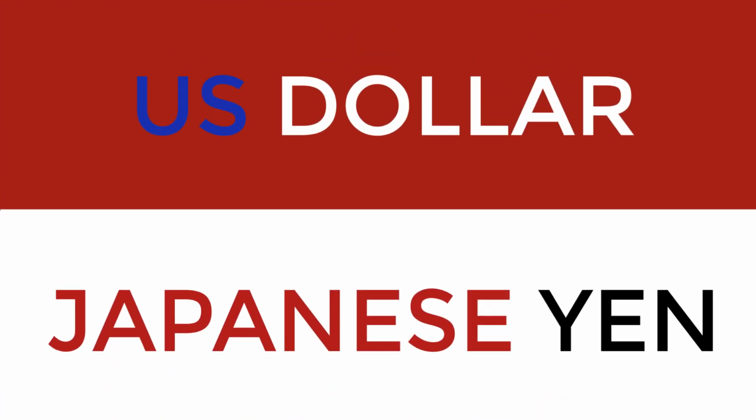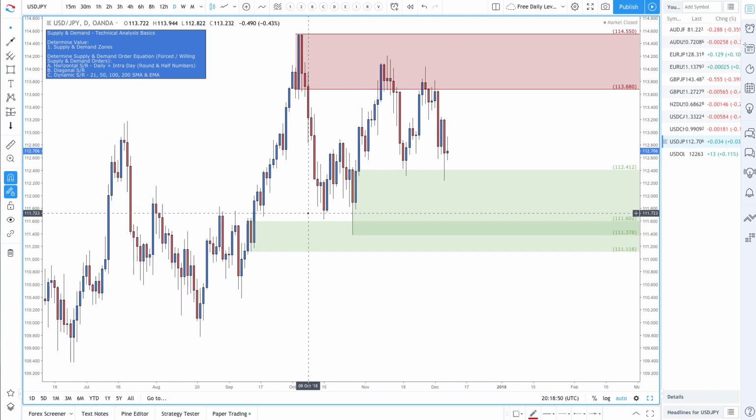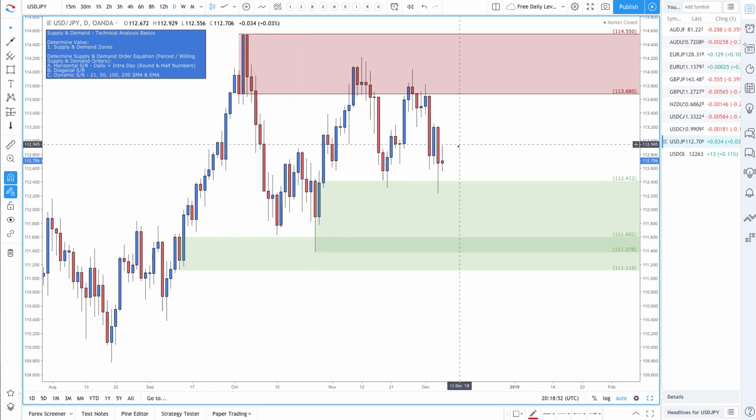And moving on to the dollar yen, prices have pretty much touched the top end of this demand zone, and the yen is a risk off currency, meaning that when there is a bit of turmoil and uncertainty in the market, the yen does quite well.